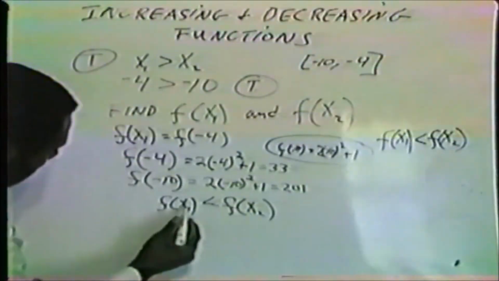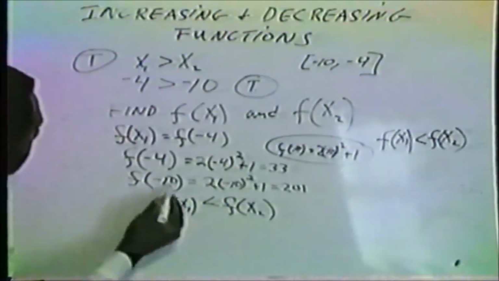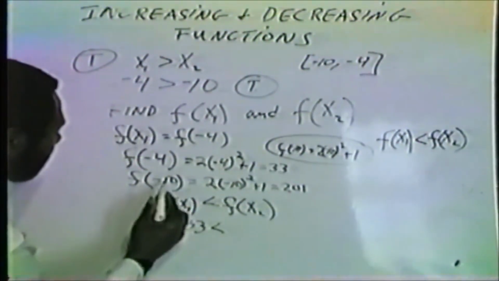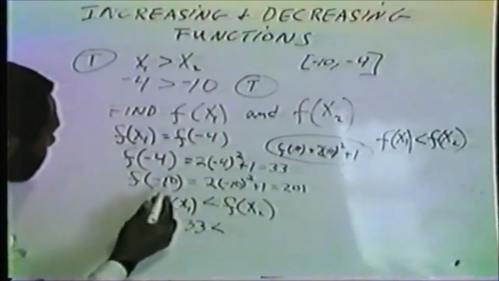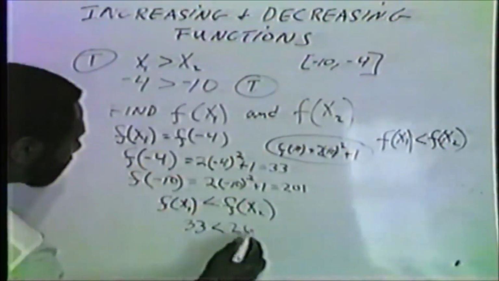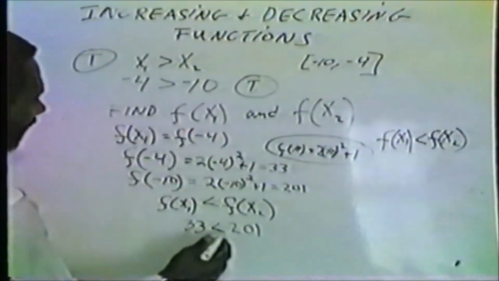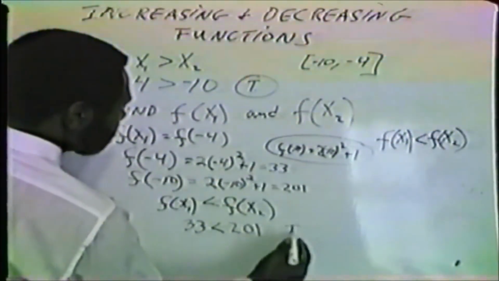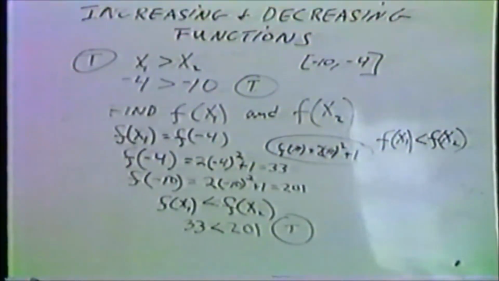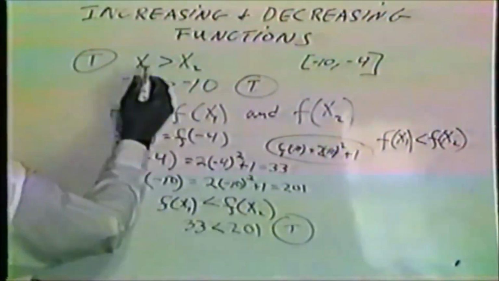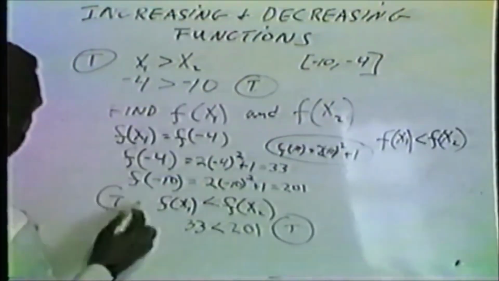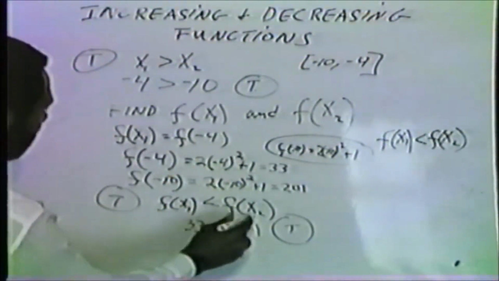So we found out that f of x of 1 was equal to 33, and we found out that f of x of 2 was equal to 201. 33 is less than 201. Is that statement true or false? That statement is true. So that means that x of 1 is greater than x of 2 is true, and f of x of 1 is less than f of x of 2 is true.